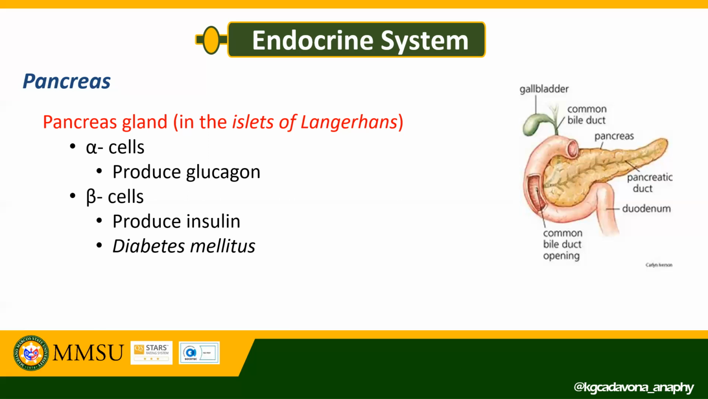And then the metabolic consequence of this insufficiency of insulin that is being created with this condition is called diabetes mellitus, which is the best known endocrine disorder in the body.